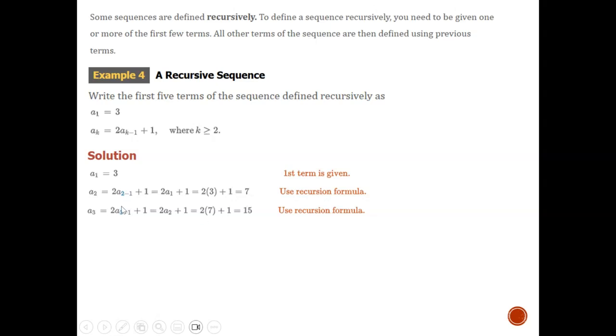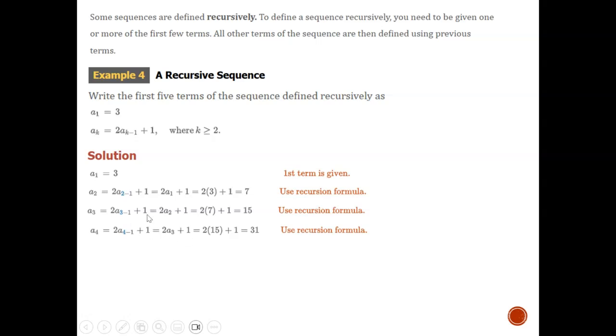Now A3, I'm going to plug in 3 where the K is. So I have 2A to the 3 minus 1, plus 1, which is going to give us 2A to the 2, the second term, plus 1. The second term is 7, so I'm going to plug that in for the A2. And then plus 1 is going to give us 15.